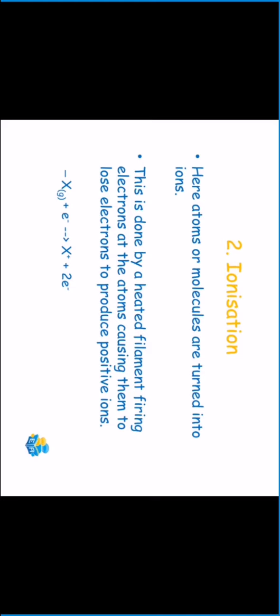Step 2 is ionization, and we've met ions already in this section. And in ionization, atoms and molecules are turned into ions. And this is done by a heated filament firing electrons at the atoms, causing them to lose electrons and produce positive ions. So as we can see here, we've got our gas atom. It's bombarded with electrons, and that causes it to form a positive ion and lose an electron.